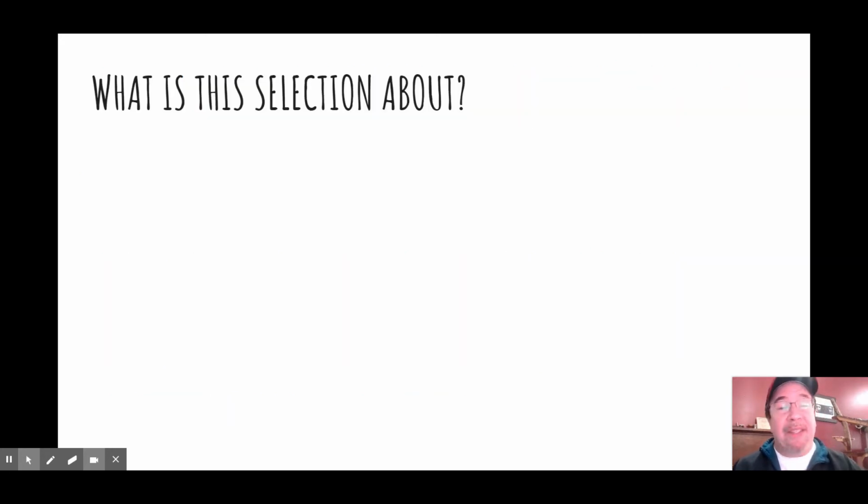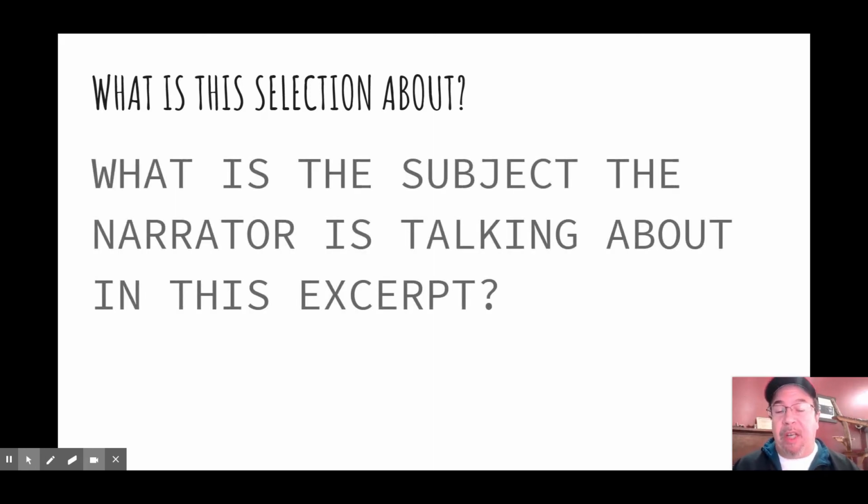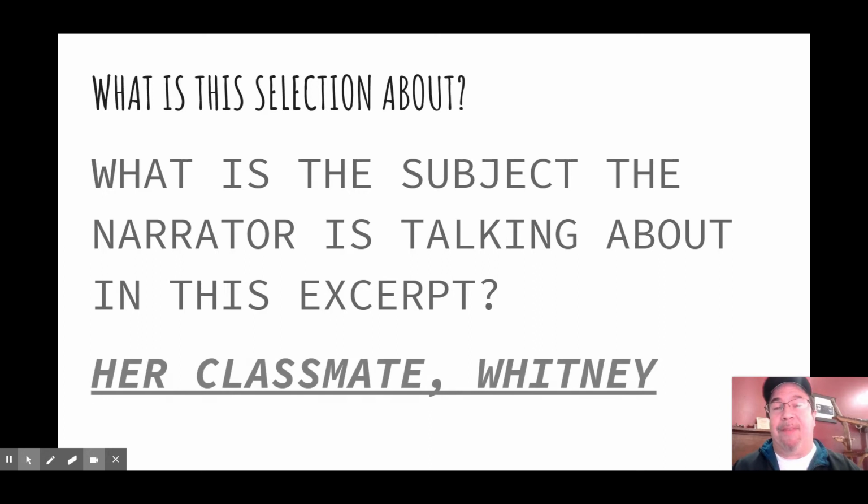So, with any selection, long or short, poetry or prose, we start our analysis with a simple question. What is this selection about? What is the subject matter that the narrator is talking about in this excerpt? Well, in this case, most of the narrator Emerson's thoughts are about a classmate, Whitney, the stereotypically self-obsessed beauty queen.